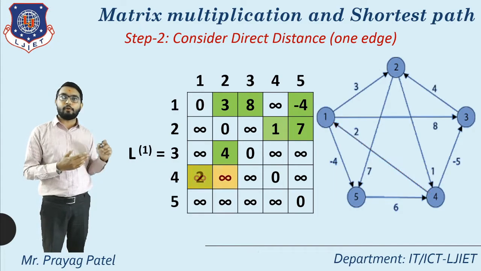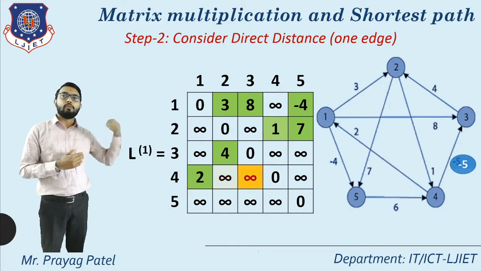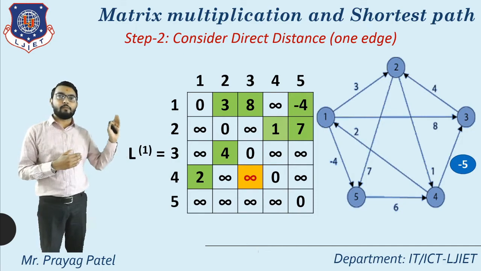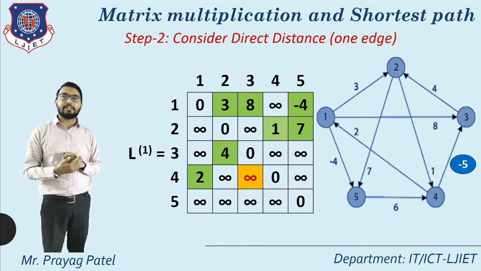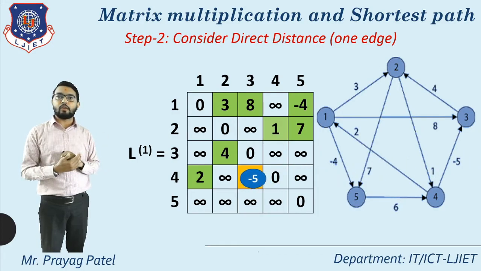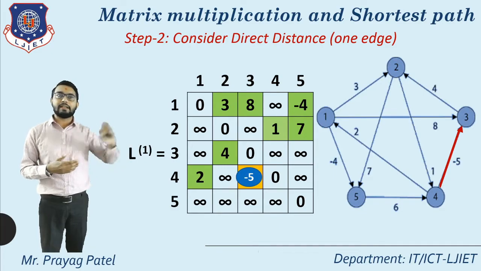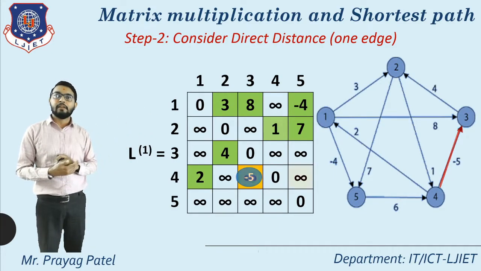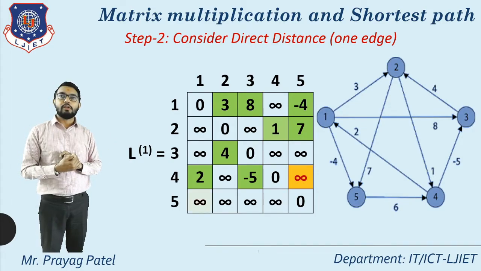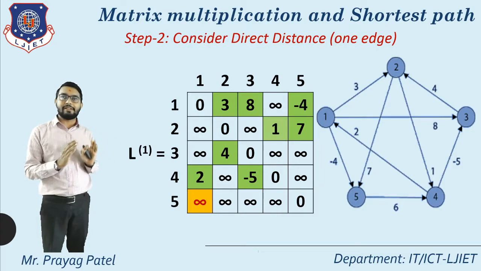Now consider next as 4 to 2. Is the 4 to 2 path available? No. So move to the next step. 4 3. In 4 3, consider is the path from 4 to 3 available? Yes. Then what is the distance? Distance equal to -5. So put the -5 at location 4 3 and consider this path from 4 to 3 as a red highlighted path. So next consider location 4 5. In location 4 5, consider the distance. No path is available, so 4 to 5 is infinity.